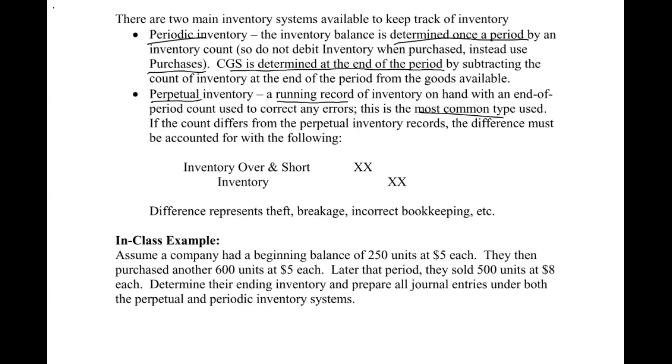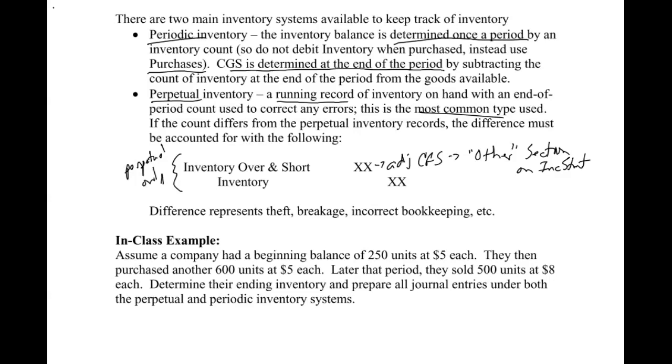If the count at the end of the period is different from the records, the difference must be accounted for with the following entry, inventory over and short. Now make sure you realize this is perpetual only. This inventory over and short is going to adjust cost of goods sold. You put it in the other income section on the income statement, so not up with your main revenue and cost of goods sold, and then you'll adjust inventory down, or it could be vice versa, adjusting it up. This typically represents theft, anything that breaks, incorrect bookkeeping, and catches all that stuff.